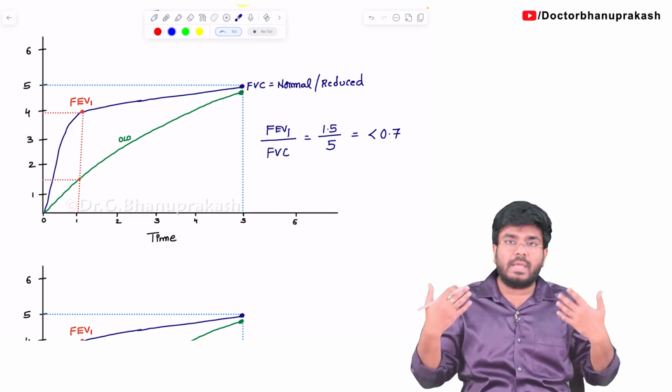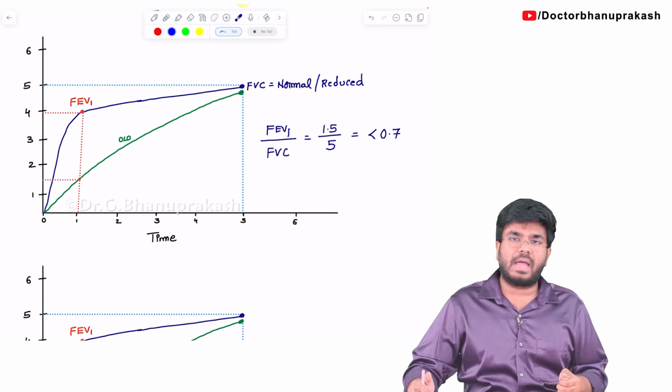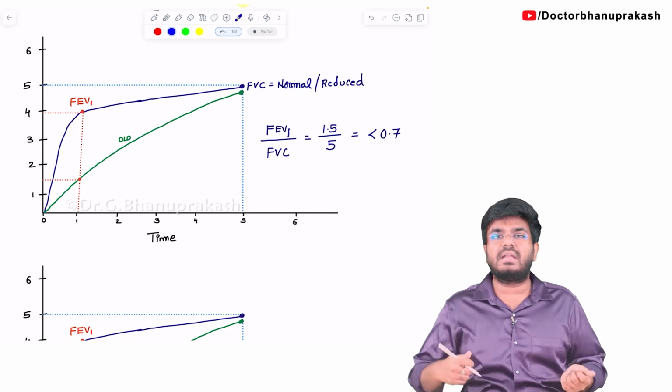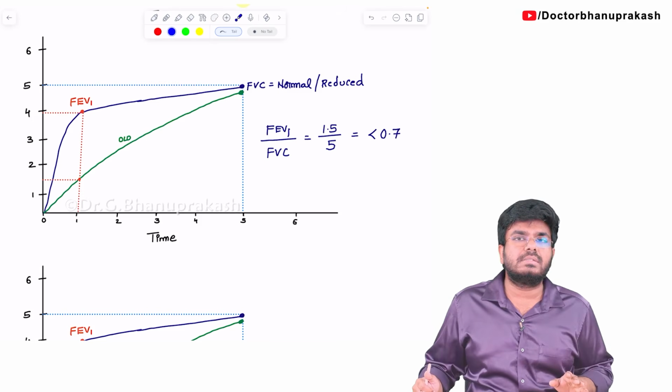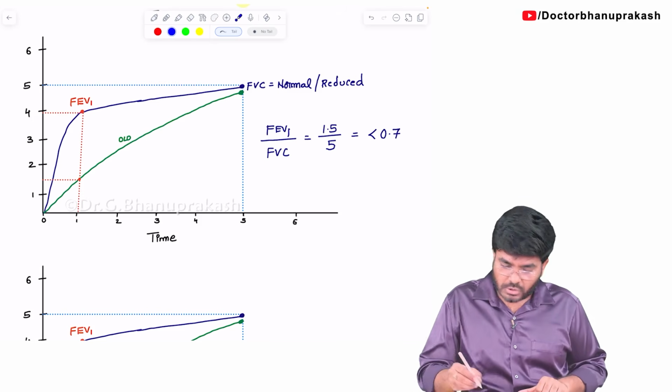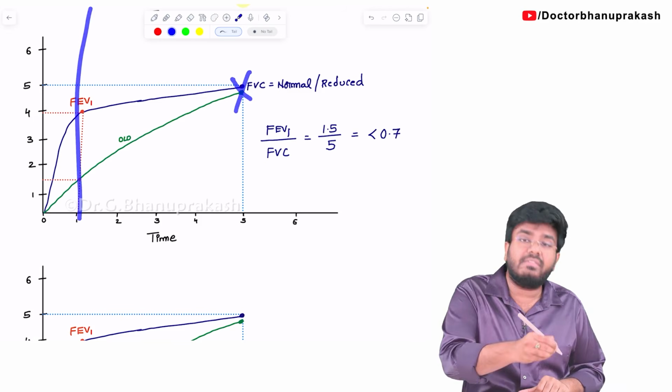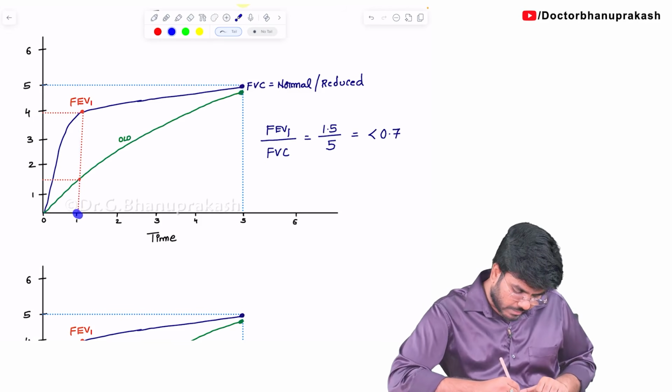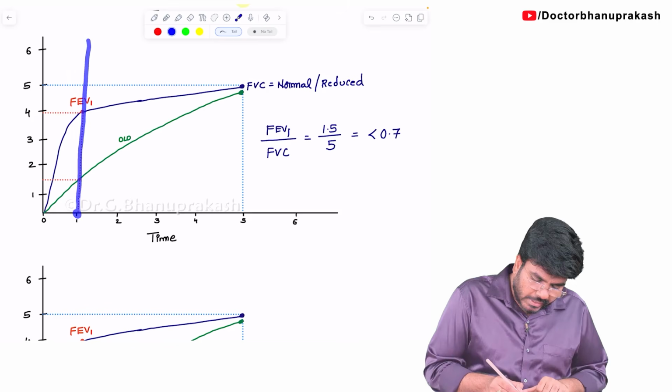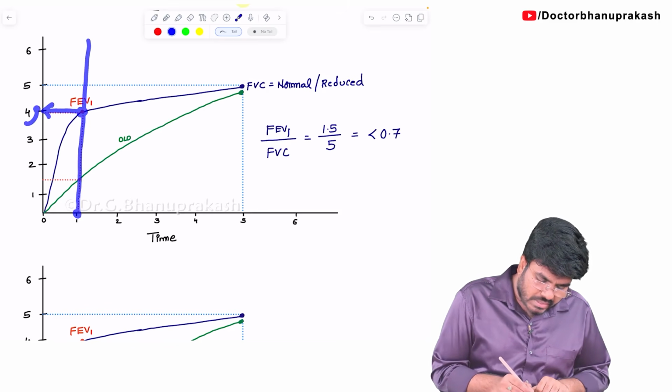How can I be equivalent to a smoker guy? I am a healthy individual. My FVC is 5 liters and a smoker guy's FVC is also 5 liters. Yes, but where is the difference? The difference is not about the FVC. The difference is the FEV₁ value. Look at the normal FEV₁. In a normal individual, how many liters come out in 1 second? Let's say 4 liters of air.